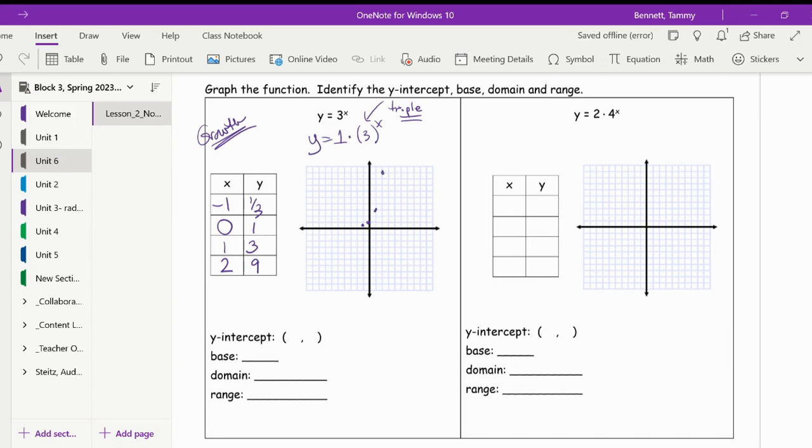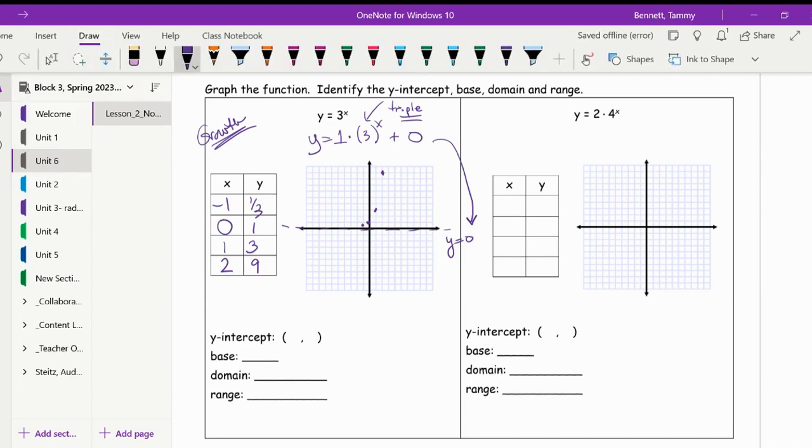I'm going to draw an asymptote across here at y equals 0, because this is really adding plus 0 to this equation. So whatever number is at the end is where my asymptote will be. Then sketch your graph.